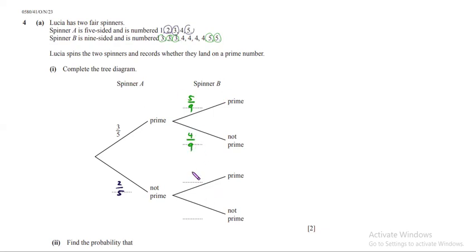I'm going to do the same thing here. I'm going to repeat what we wrote here. So that is 5 over 9, and then we have 4 over 9. This is what we have.